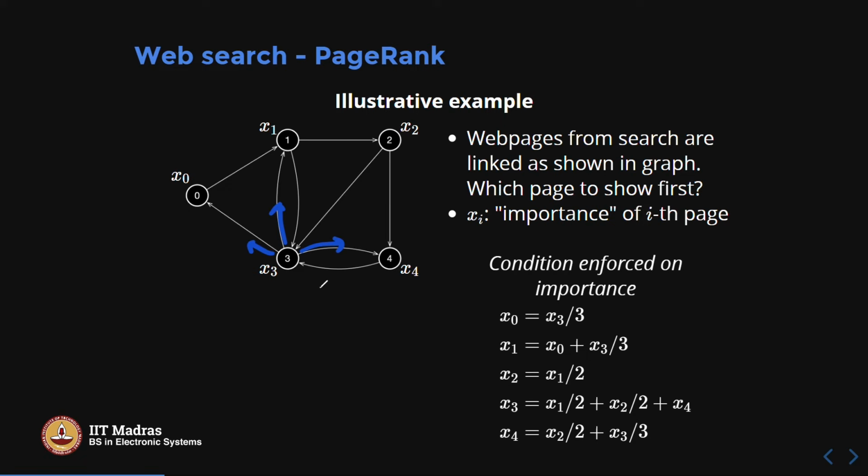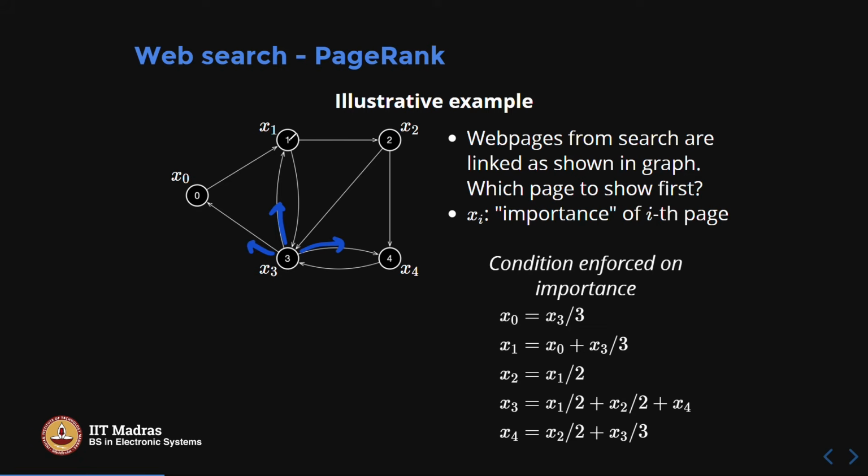Now this kind of logic is very clever, and it gives you a very simple relationship. If you go look at x0, x0 has only x3 coming into it. So the only contribution it gets is from x3. So x3 by 3 should be the importance of x0. Okay, so that is the first equation. Think about it a little bit. It's just logic to solve a problem. And when you write it down, you get this equation.